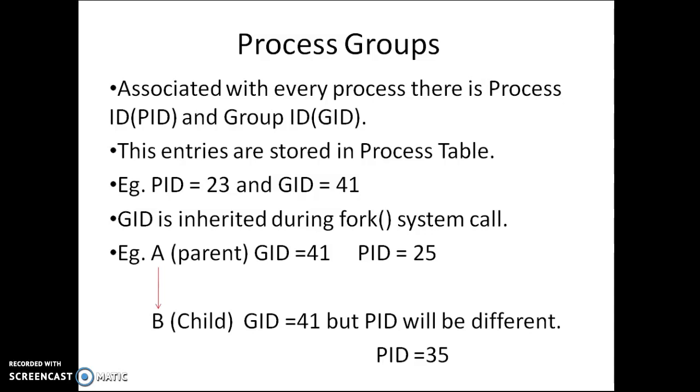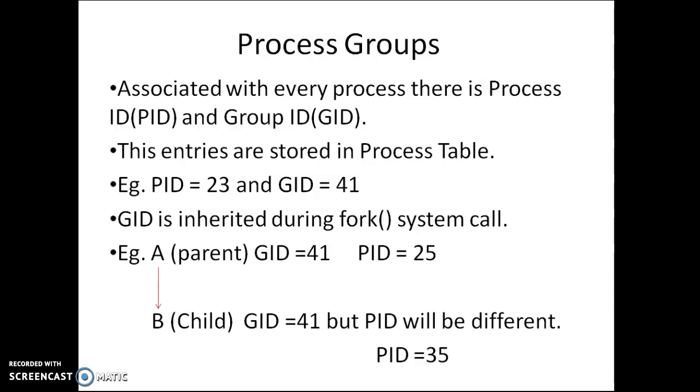Associated with every process there is a process ID, that is the PID, and the GID, that is the group ID. The entries are stored in the process table. Example, PID is 23 and the GID of the process will be 41. So GID is inherited during the fork system call.